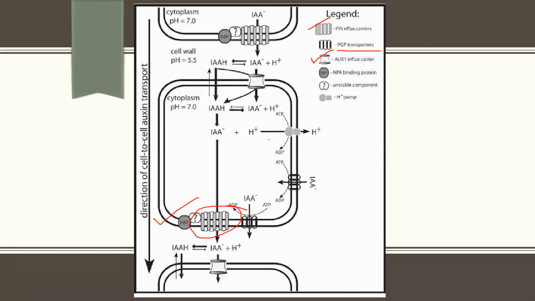Now, when auxin enters the cytoplasm of the cell, where the pH is 7, the protonated form converts into a deprotonated form because of the pH, and the H plus ion concentration increases in the cell's cytoplasm. Thus there is another transporter, another pump, which pumps H plus ions outside the cell, thus creating a higher concentration gradient.